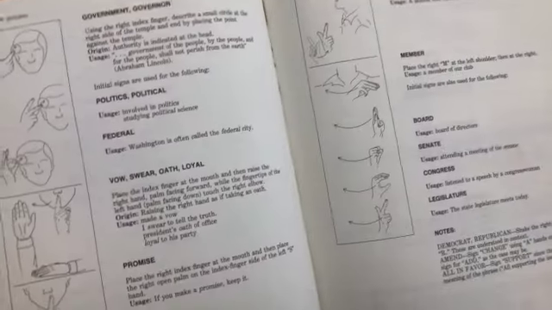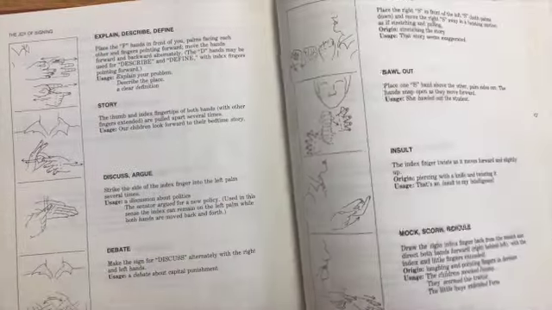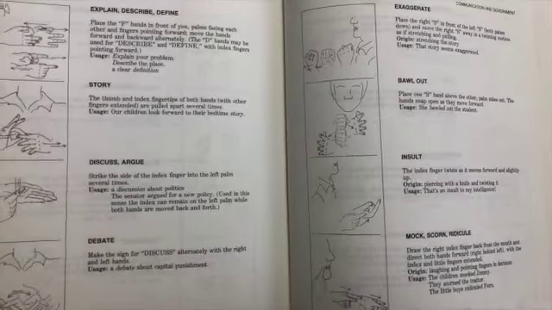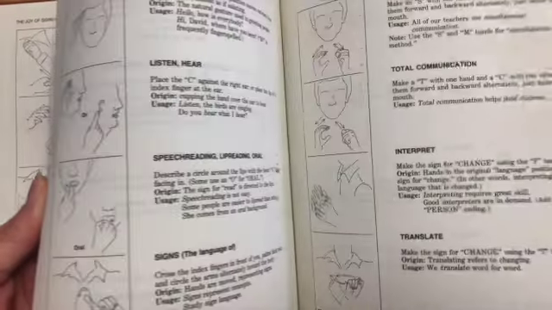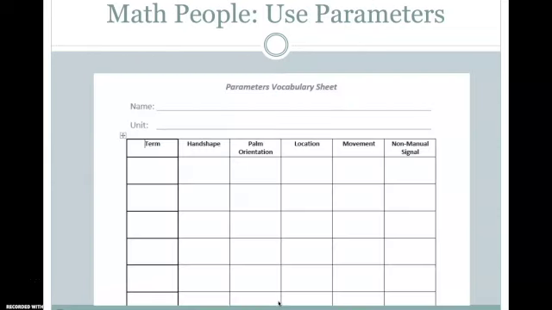When I was first learning to sign, we had sign language dictionaries, but they were often difficult to understand. These were made by professional artists, but they're still awkward and hard to understand sometimes. But there are several different styles for writing down signs, and I want you to experiment with them and decide what works for you. We've already spent some time talking about parameters and parameter sheets.